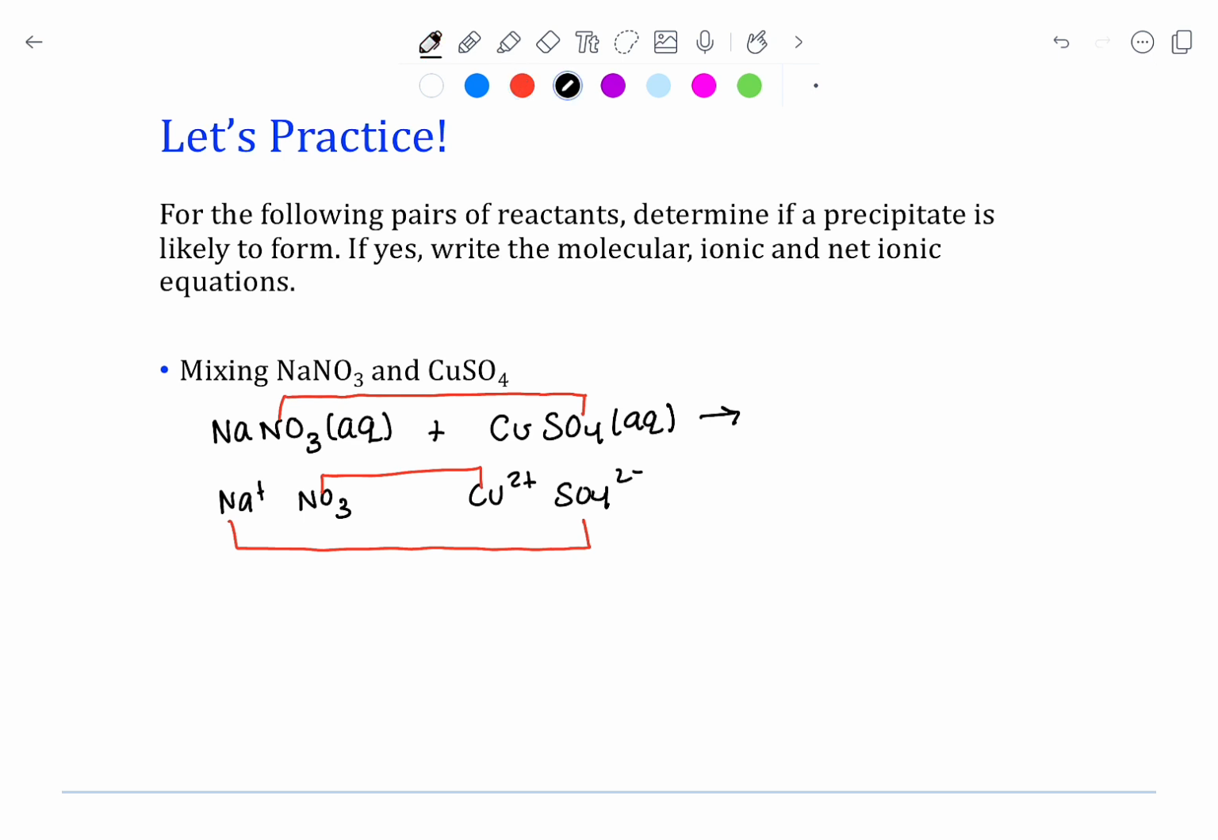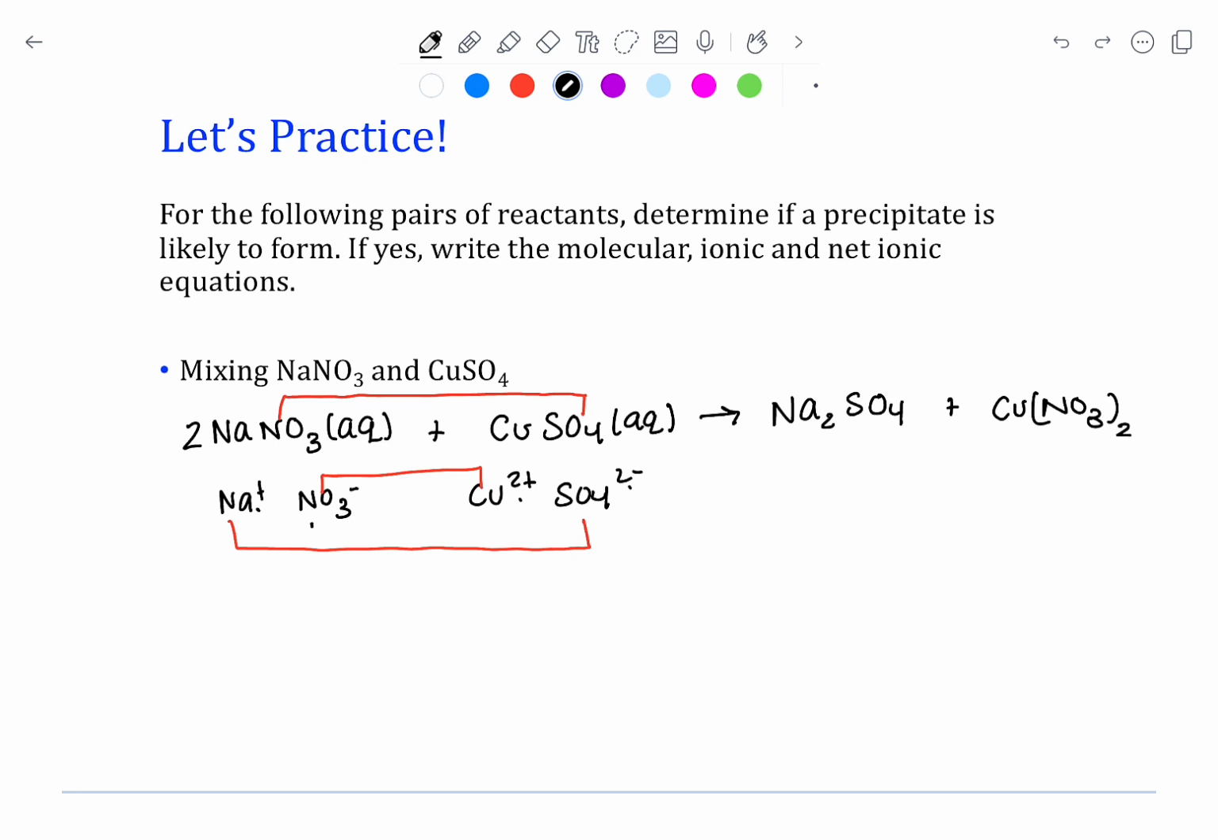So we end up with Na2SO4 plus Cu(NO3)2. I've rewritten those formulas to account for their charge balance, right? Because sulfate has a 2 minus and sodium has a 1 plus, copper has a 2 plus, and nitrate has a 1 minus, which I didn't write there. Okay, now we want to balance this. I think all I need is a 2 out in front of my sodium nitrate to balance out the 2's on this side. So we are balanced there.